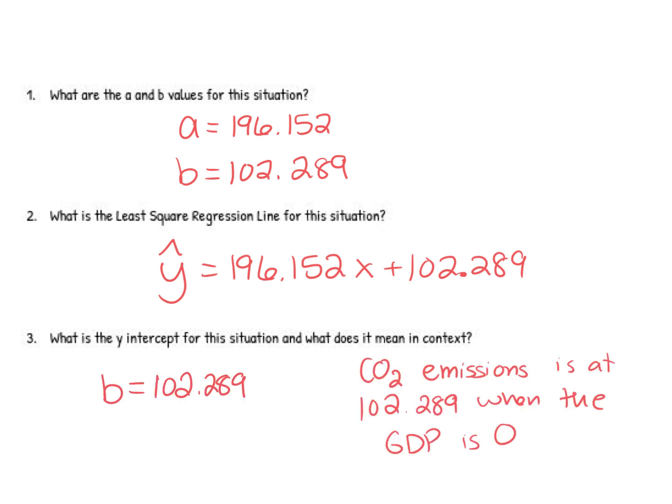Okay, so let's look at 3 and 4. What is the y-intercept for the situation and what does it mean in context? So our y-intercept was our B, 102.289. And if we think back to that definition of our y-intercept, it's the value when x is 0. So CO2 emissions, our y value, is at 102.289 when the GDP is 0, because GDP is our x. So we have taken that definition from the previous page and we've just put some context into it.